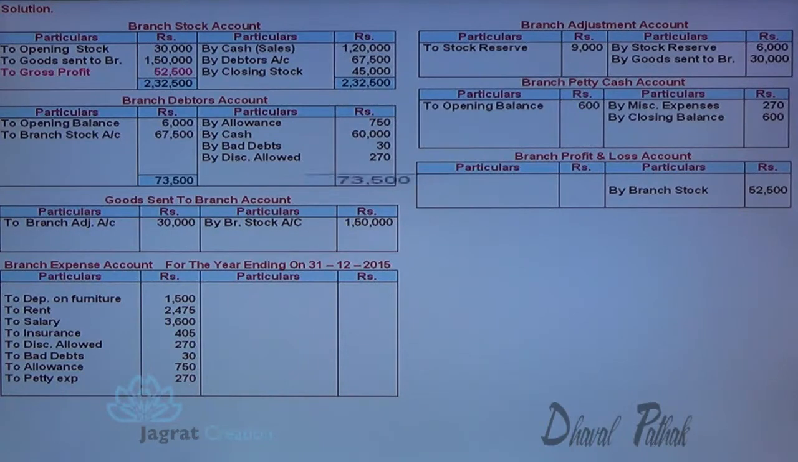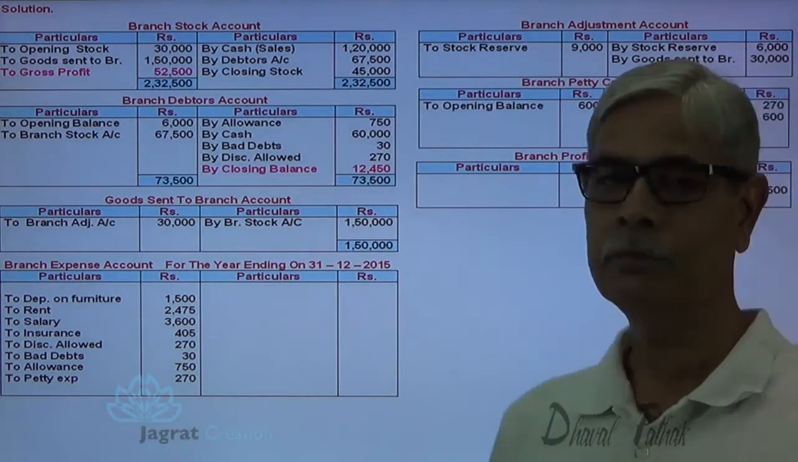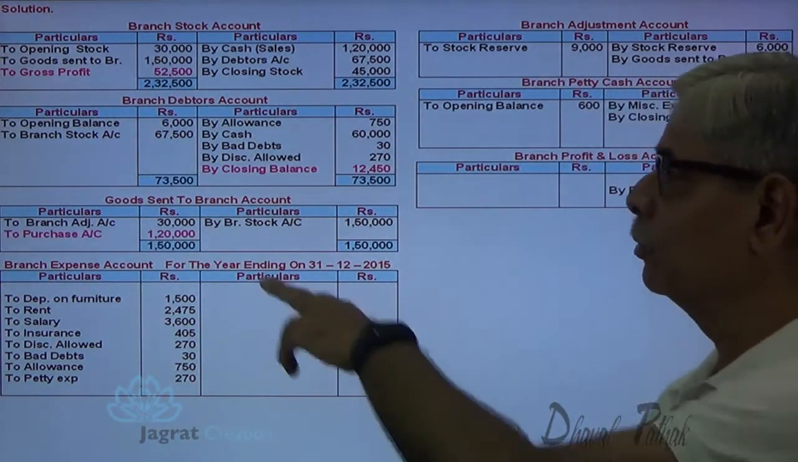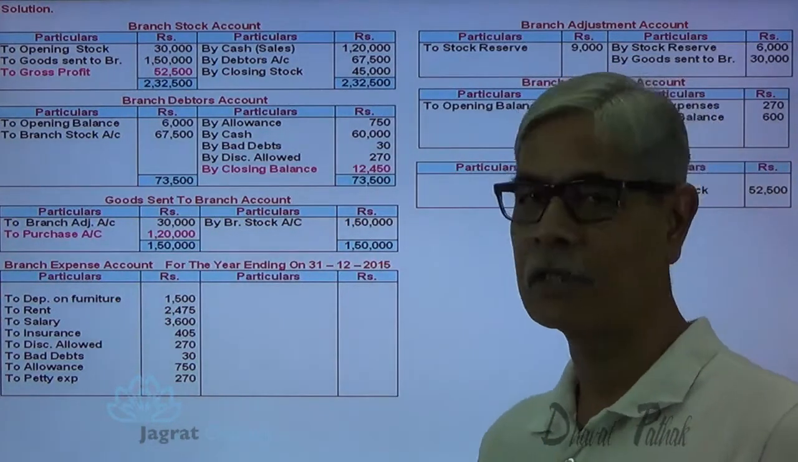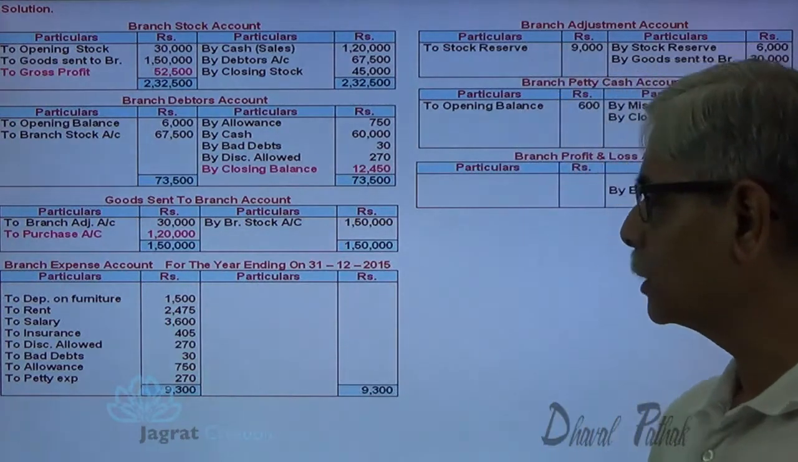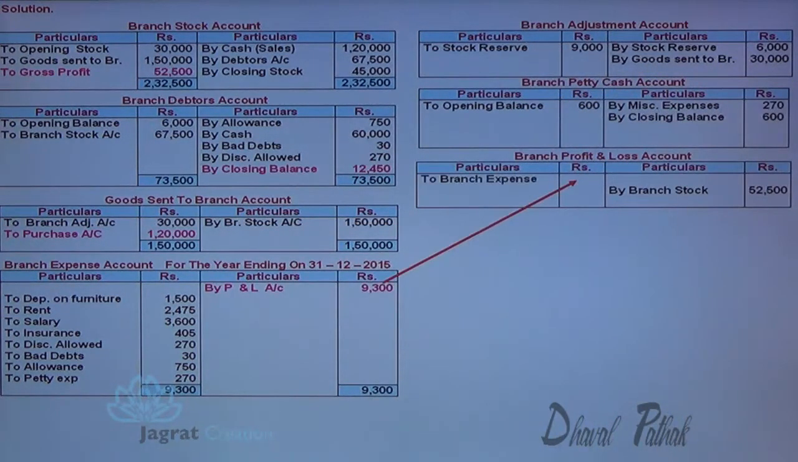Now branch debtors account closing balance is found out. Goods sent to branch account will be transferred to purchase account. So goods sent to branch account debit 1,20,000 to purchase account. All these expenses will be debited to branch profit and loss account. So branch profit and loss account debit to branch expense account.